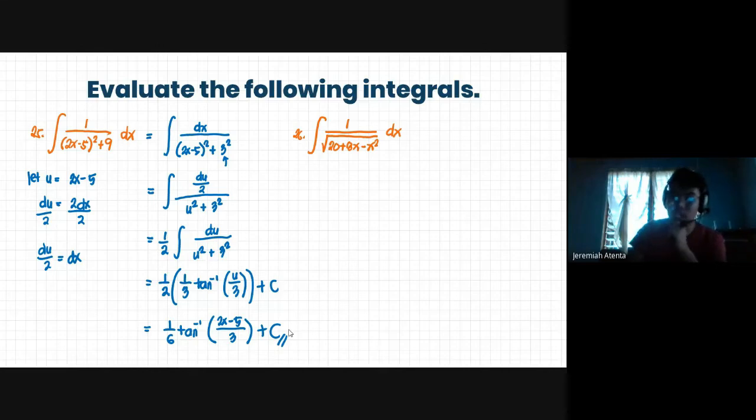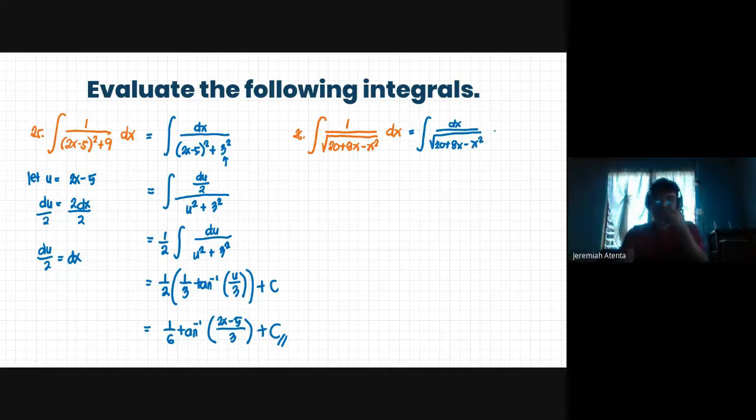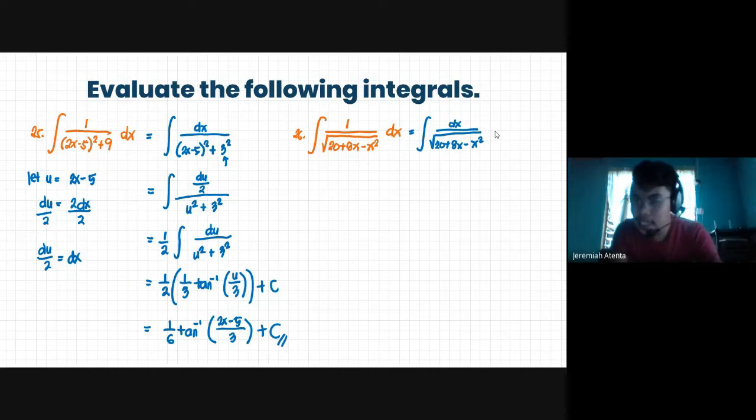Now, let's have number 26. Ito medyo complicated ng slight. Slight lang naman. Okay? For number 26, I can rewrite this as the integral of dx over the square root of 20 plus 8x minus x squared. Ayan. Now, in this case, medyo ano siya kasi we have a trinomial here.